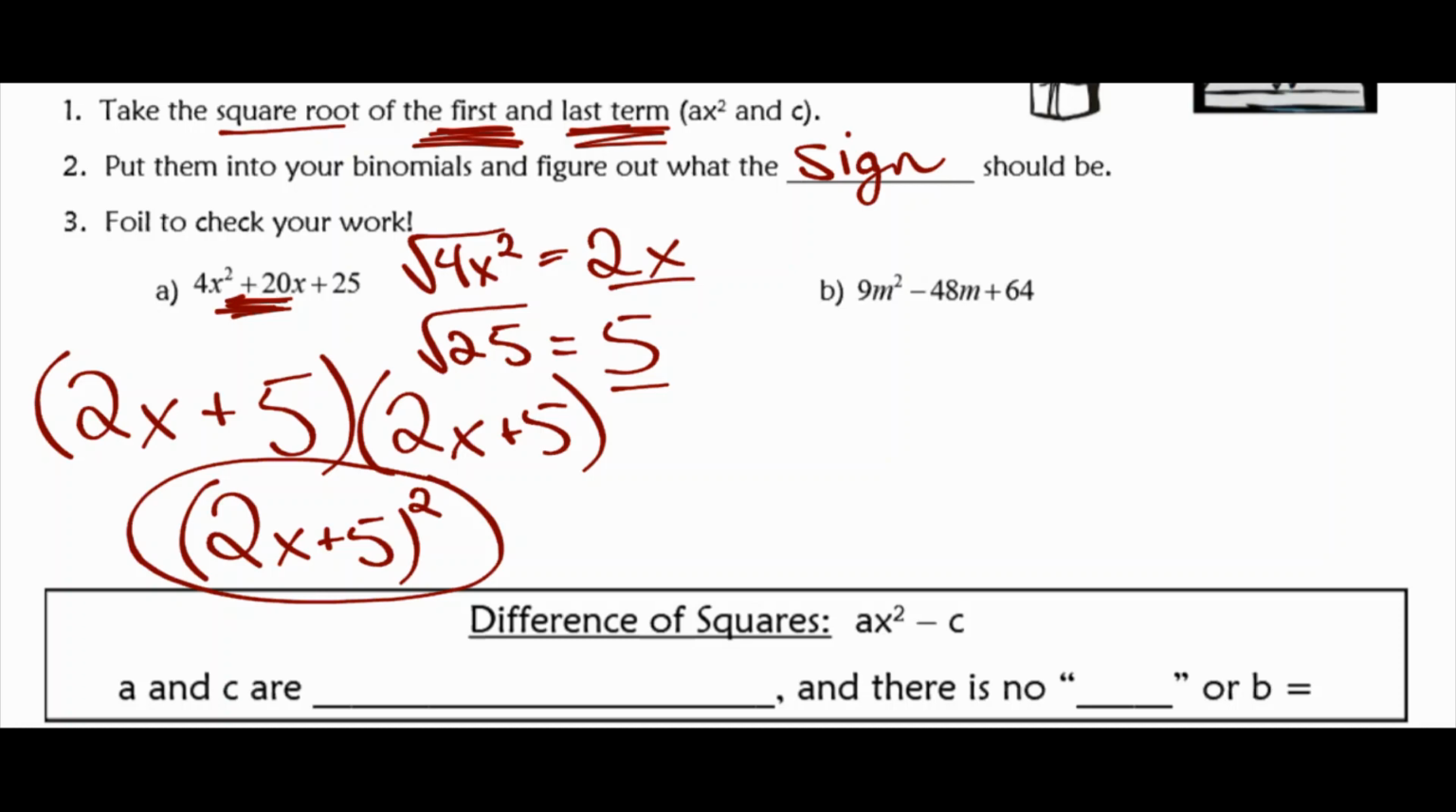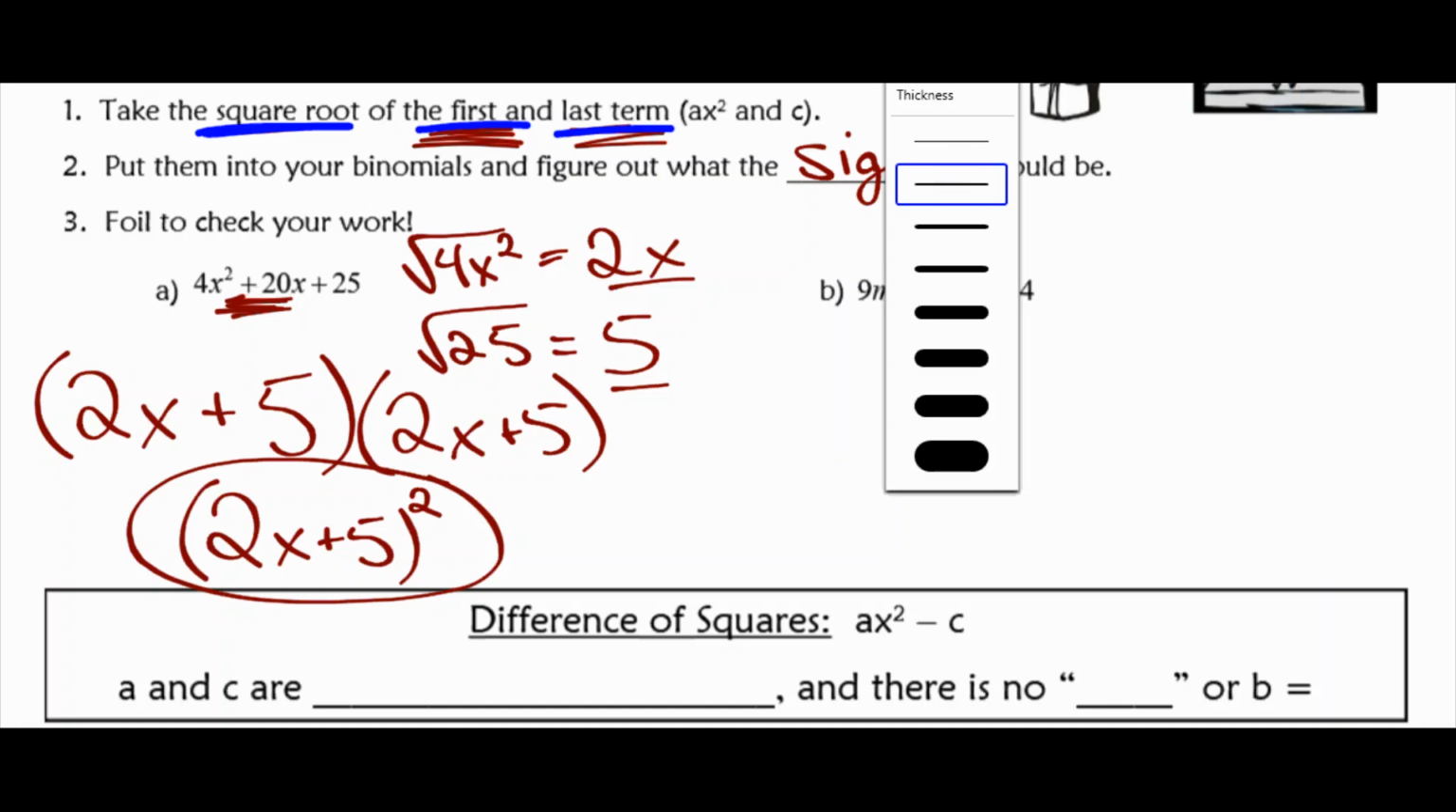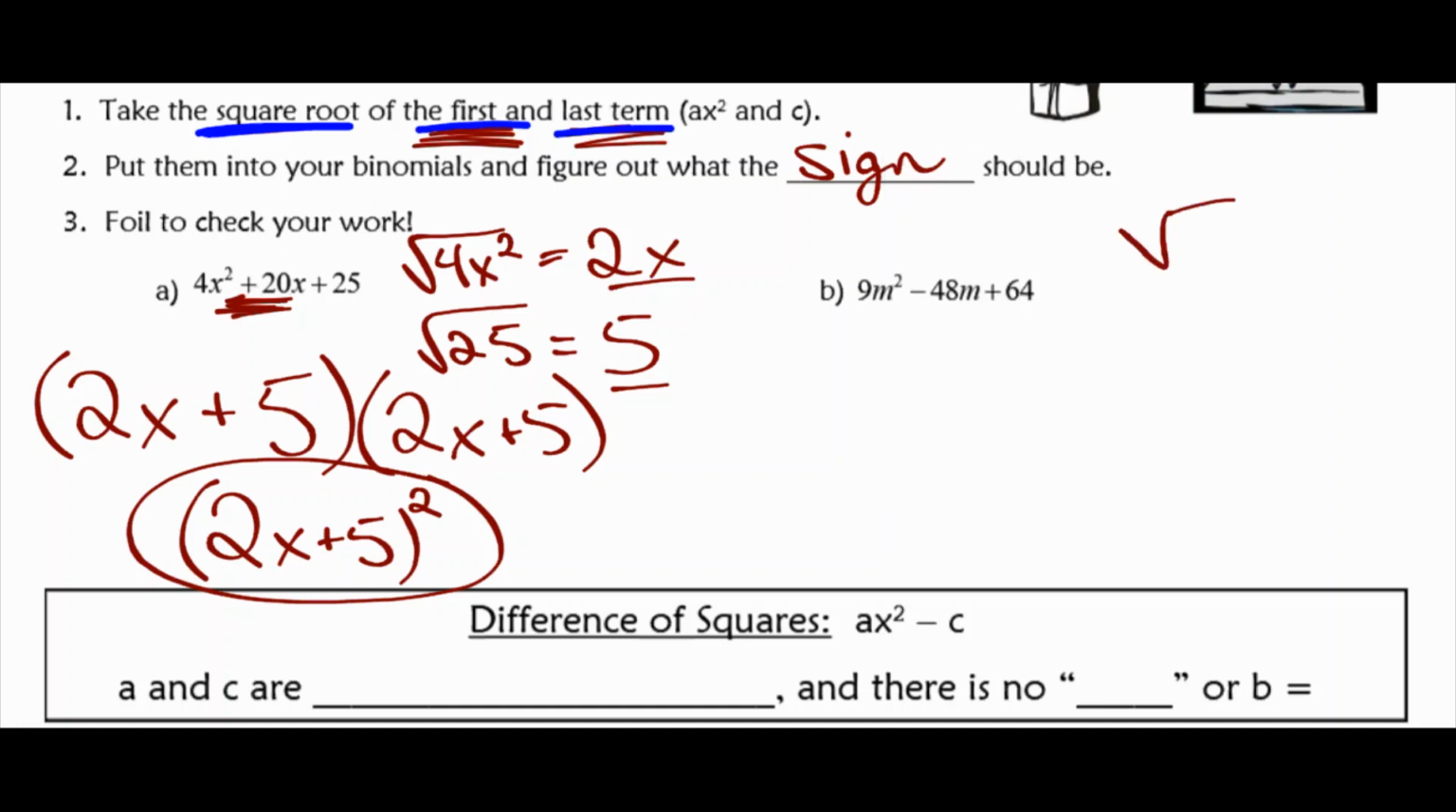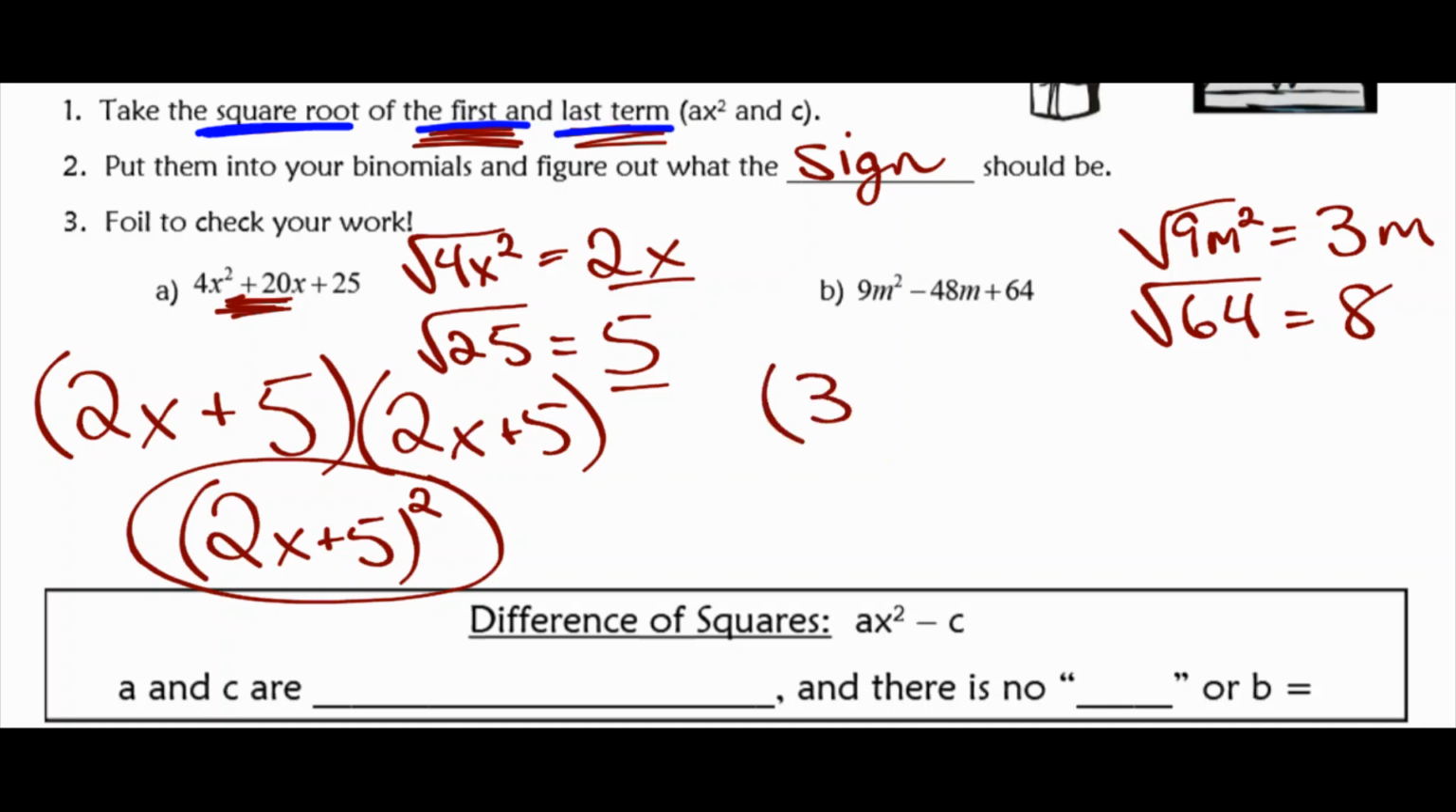I'm going to show this one more time. We're looking for the square root of the first term and last term. So the square root of 9m squared is 3m. The square root of 64 is 8. So I know that's going to make my binomial, my factor. I just have to think about how I'm going to get a negative 48. If the sign in the middle is a negative, that sign is also going to be a minus.